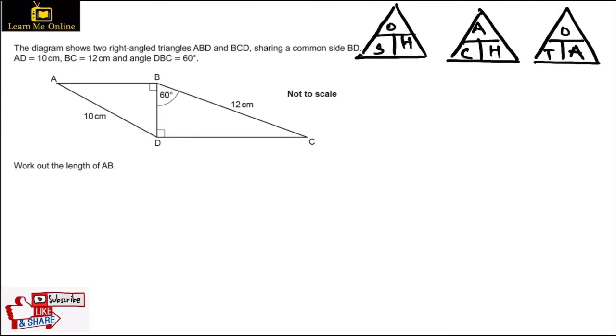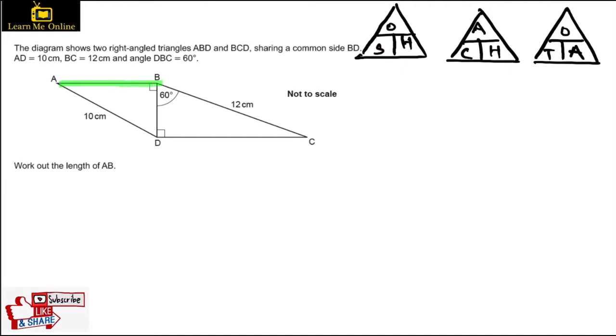The diagram shows two right angle triangles, ABD and BCD. We can see the two triangles share a common length, BD. The other measurements given are: AD is 10 centimeters, BC is 12 centimeters, and angle DBC is 60 degrees. Because we are finding the length of AB, I'm going to highlight it, this is the length which we are finding out.